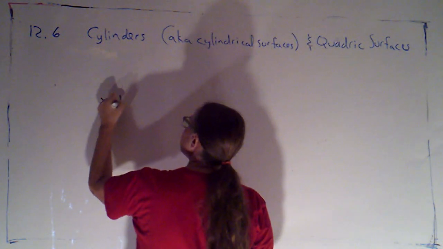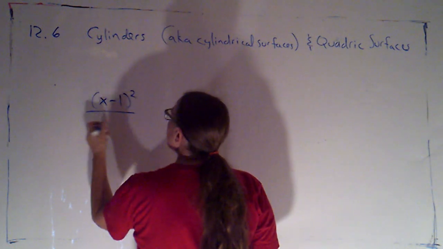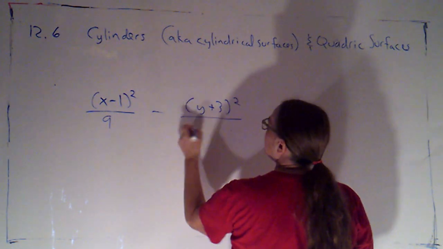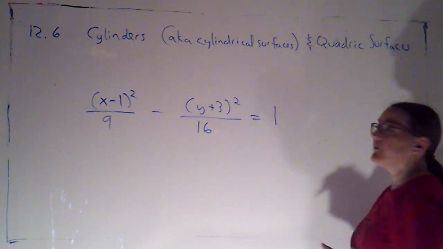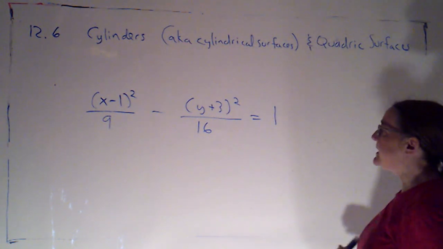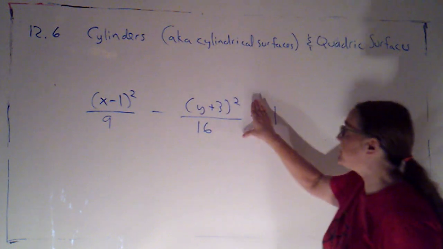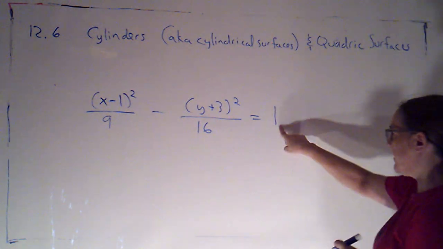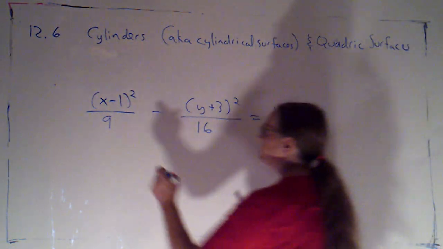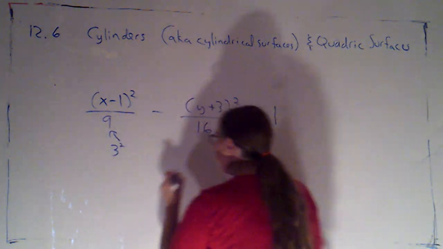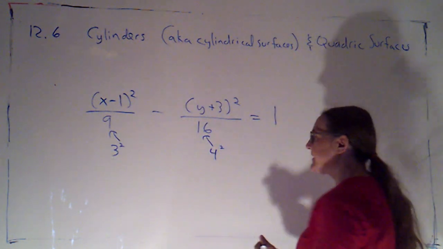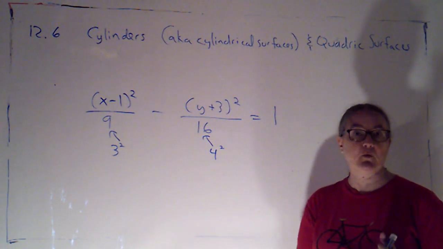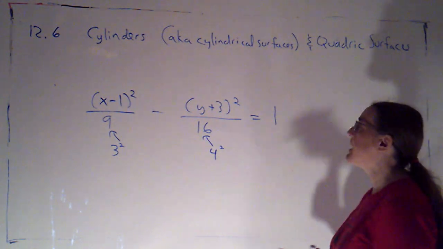Let's say I had (x minus 1) squared over 9 minus (y plus 3) squared over 16 equals 1. So I can see immediately that it's a hyperbola because both variables are squared and I'm subtracting them. This is in standard form because it's set equal to 1. I know that 9 is 3 squared and 16 is 4 squared. Again, I like to write that in because 3 and 4 are important distances that we're going to use in graphing this.